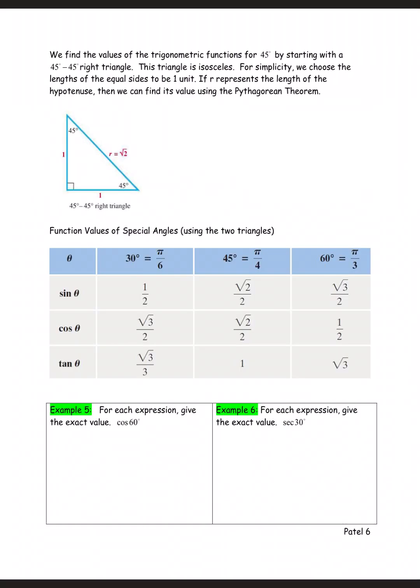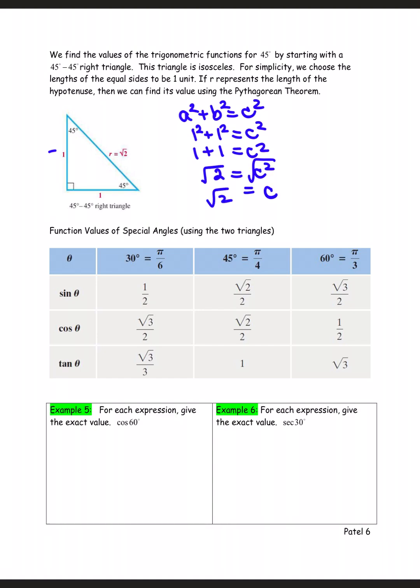We can find the values of trig functions for a 45, 45, 90 triangle as well. This triangle is an isosceles triangle. Once again, if we let the lengths be 1, then we have a squared plus b squared equals c squared. If both side lengths are 1, then 1 squared is 1 plus 1 squared is 1 equals c squared. So 2 equals c squared. When I take the square root of both sides, we get c equals square root of 2. That's where the length of square root of 2 is coming from for the hypotenuse. So in this case, across from 45 degrees, the length will always be 1 on both sides, and the hypotenuse will be square root of 2.